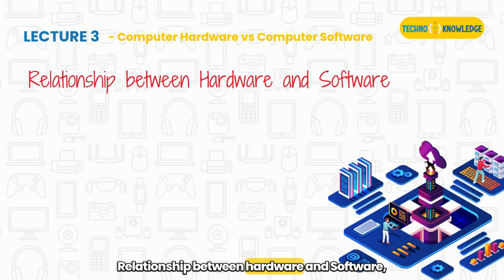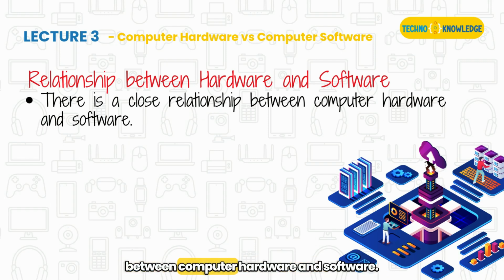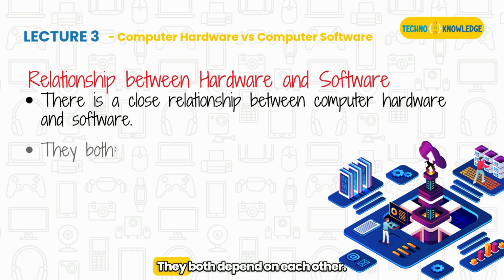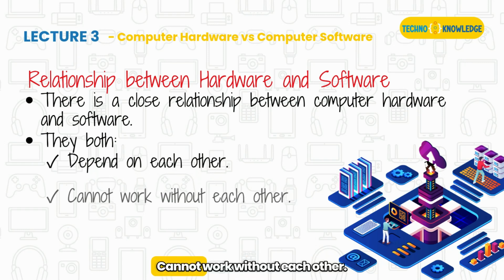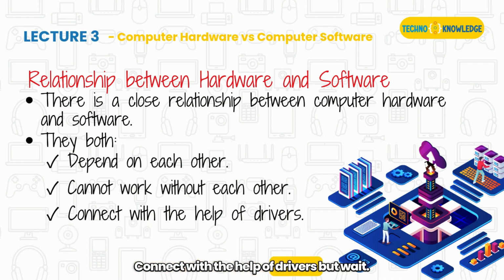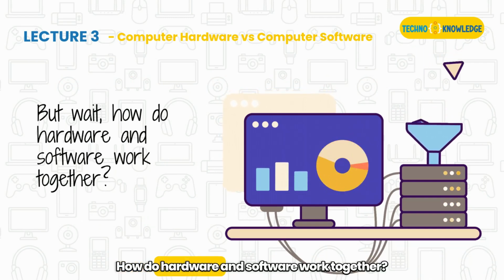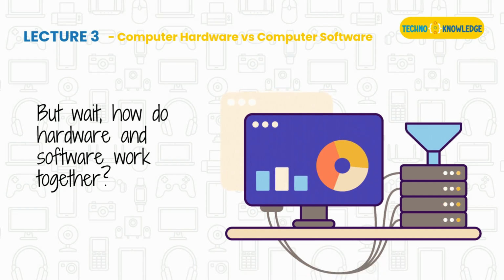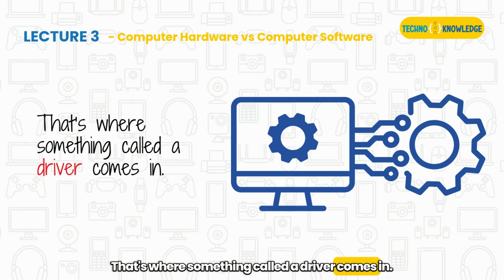Relationship between hardware and software. There is a close relationship between computer hardware and software. They both depend on each other, cannot work without each other, connect with the help of drivers. But wait! How do hardware and software work together? That's where something called a driver comes in.